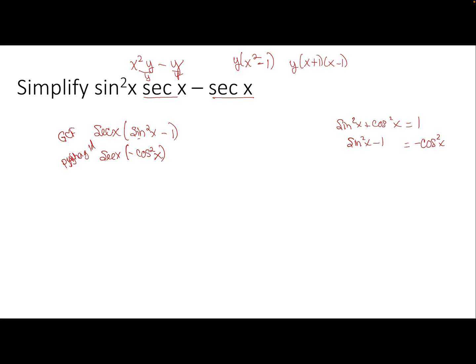And since the secant is the reciprocal of cosine, it might be helpful to write it as 1 over the cosine of x. And now if I have 1 over the cosine of x times a negative cosine squared of x, I have a cosine in the numerator and a cosine in the denominator, so I can simplify, I can cancel factors, and I will end up with just a negative cosine of x.